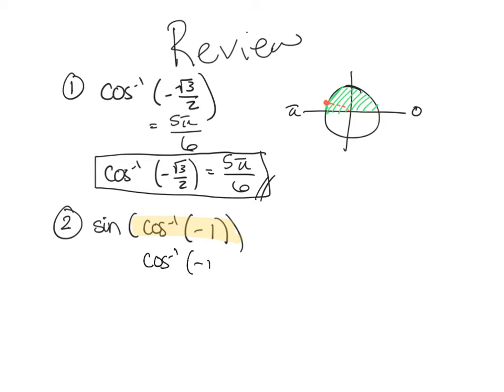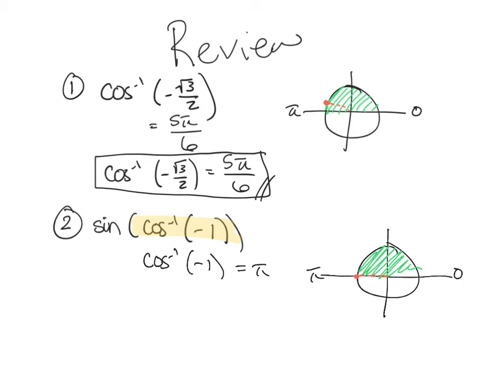Cosine inverse of negative 1, again, I'm going to draw my unit circle off to the side. And we're looking specifically right here. I'm looking to see when this is negative 1, and that is actually going to be right along this line at pi. So we can say that cosine inverse of negative 1 is in fact pi.